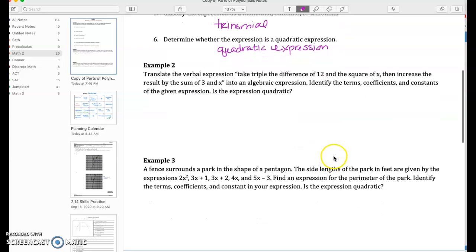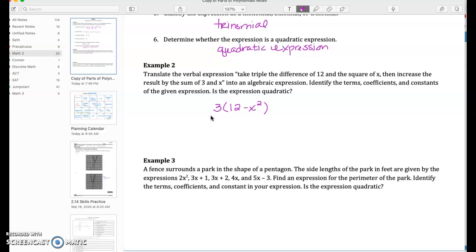Translate the verbal expression: triple the difference of 12 and the square of x. So difference is subtraction, so we can start there. 12 minus x squared, so that's the difference of 12 and x squared. We're going to triple that. We're multiplying the entire thing by 3.